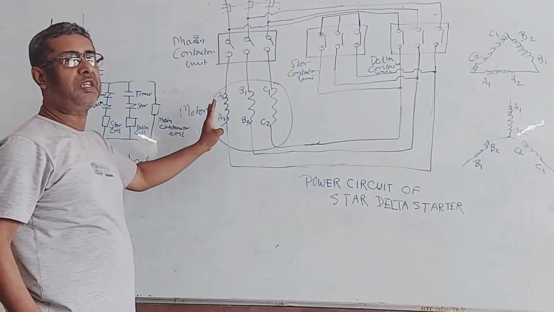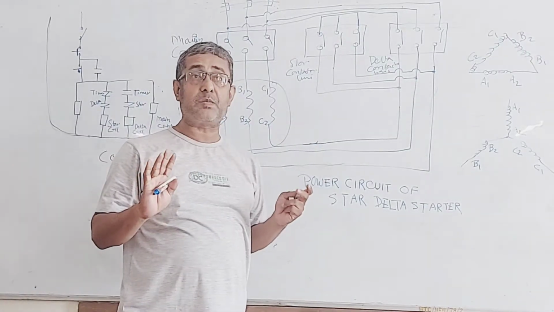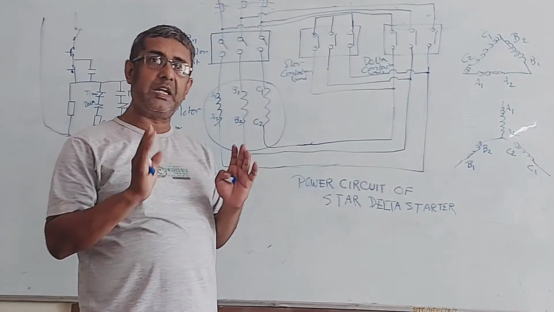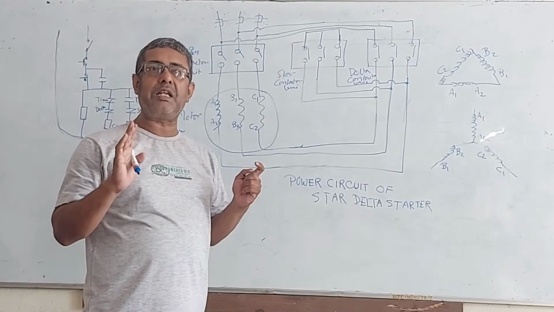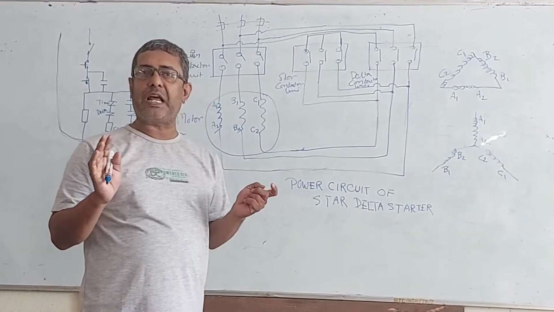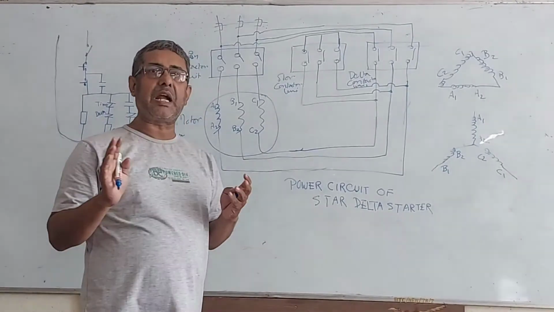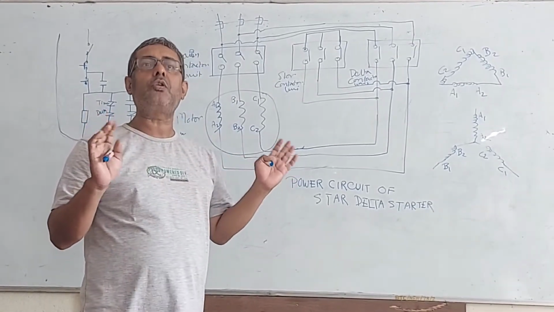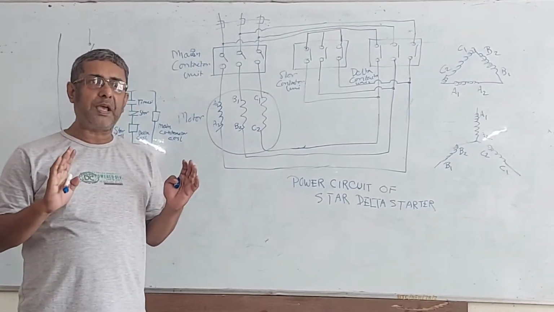Now, a starter is basically used for starting a three-phase motor. It is not used for a single-phase motor, but it is used for a three-phase motor. A direct online starter can be used for both the single-phase motor as well as the three-phase motor. But the star delta connection is mainly a three-phase connection. So this star delta starter is basically used for starting a three-phase motor.